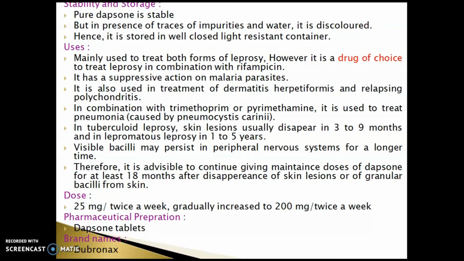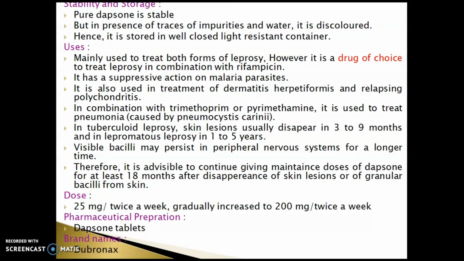It has a suppressive action on the malarial parasite, so it also has antimalarial action. It is also used in the treatment of dermatitis herpetiformis and relapsing polychondritis. In combination with trimethoprim or pyrimethamine, it is used to treat pneumonia caused by Pneumocystis carinii.